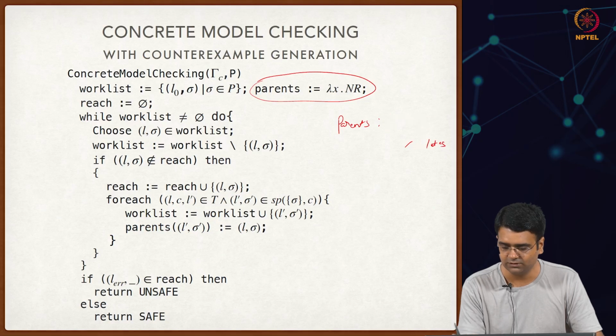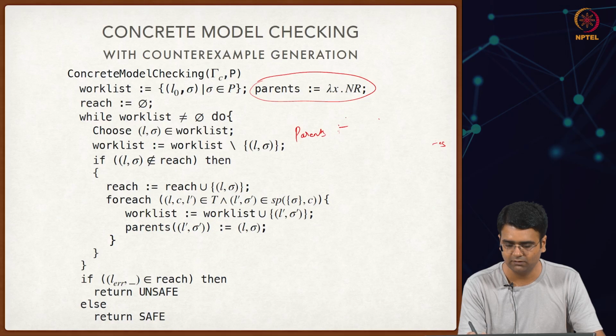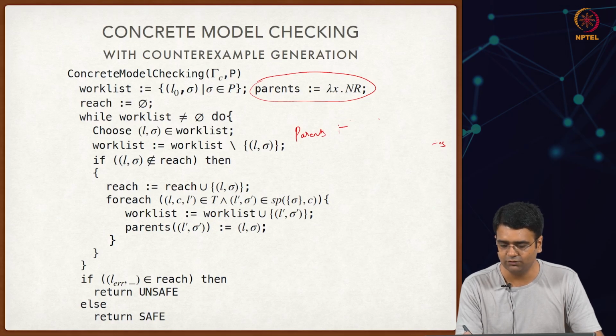Okay, so it is not from L, sorry. So parents is a map which is from the pairs, right. So from L cross state to L cross state, right.